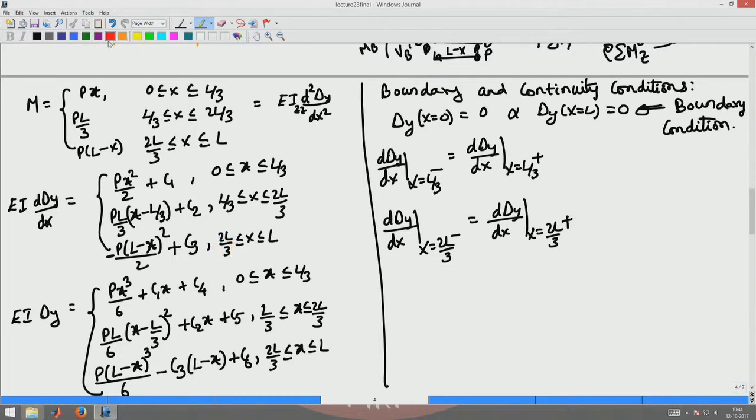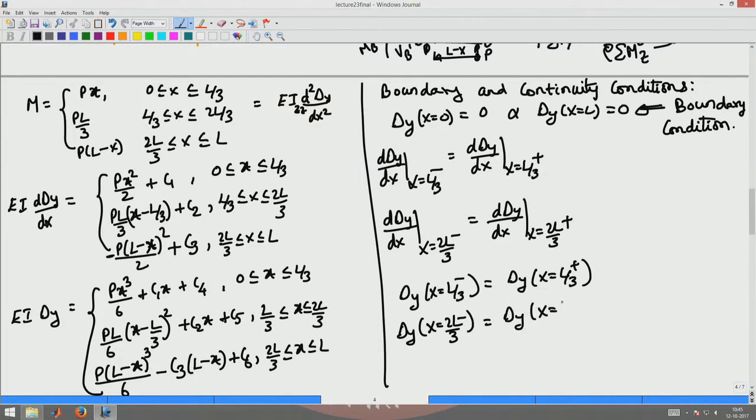Okay. Then I have delta y at x equal to L by 3 minus must be equal to delta y at x equal to L by 3 plus. Similarly, I have delta y at x equal to 2L by 3 minus must be equal to delta y at x equal to 2L by 3 plus.